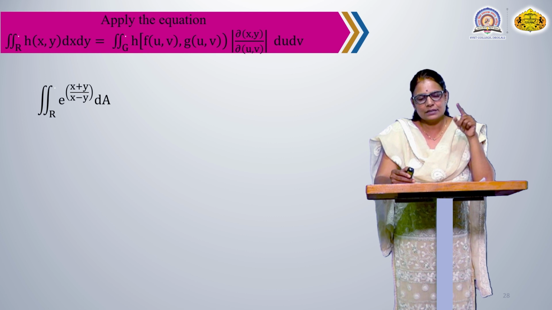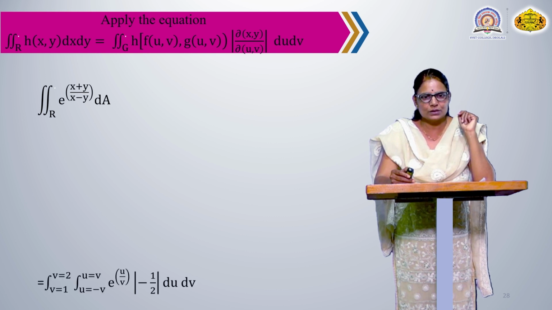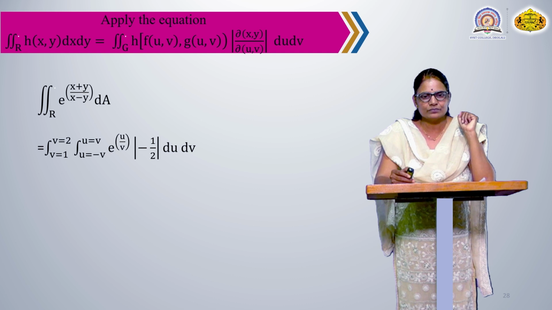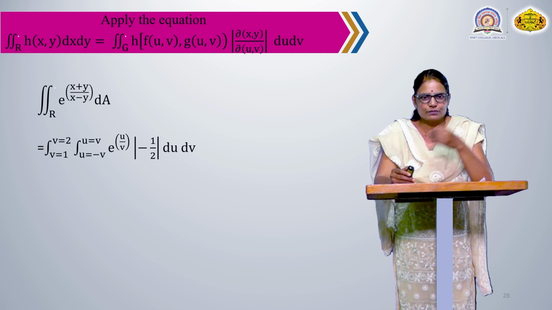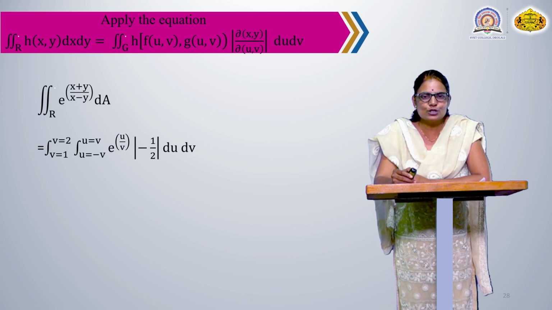So for that, first put the value of h here over the region R. Now we replace all the xy variables by uv variables, or we just substitute all the values. So this original integration becomes the double integration of e raised to u by v, replacing x plus y by u and x minus y by v, into the absolute value of the Jacobian, which is minus half here, into du dv.